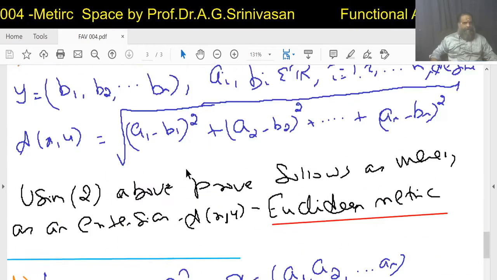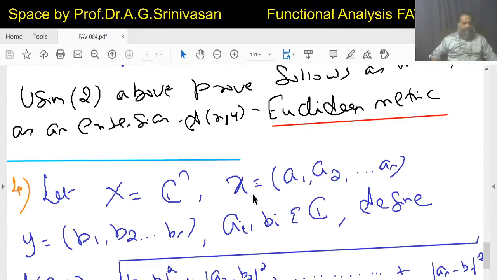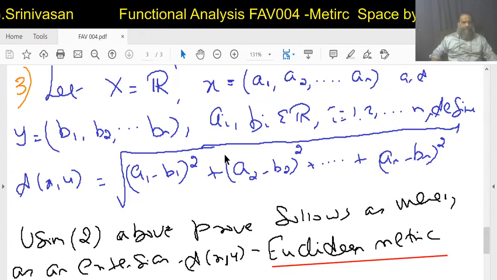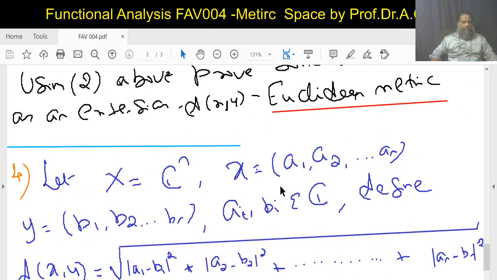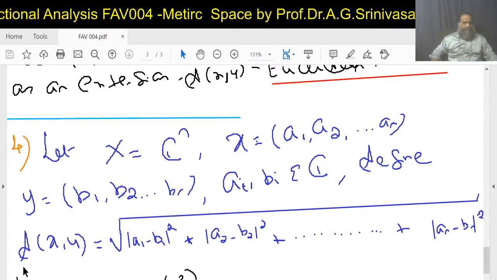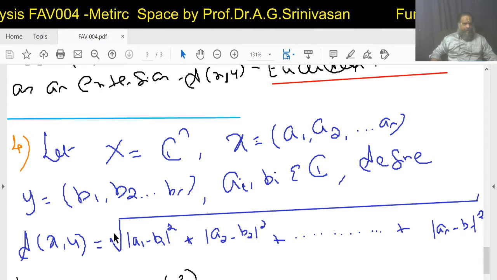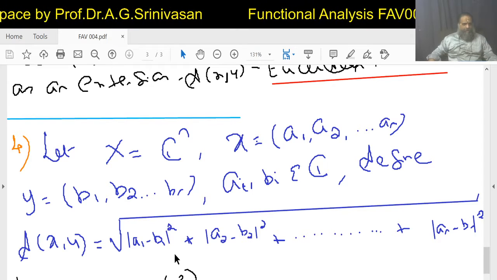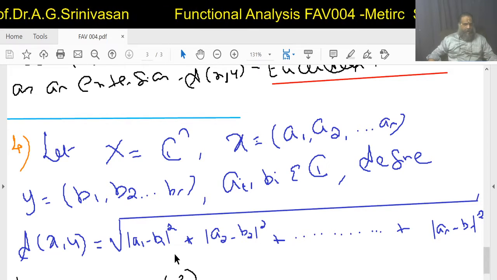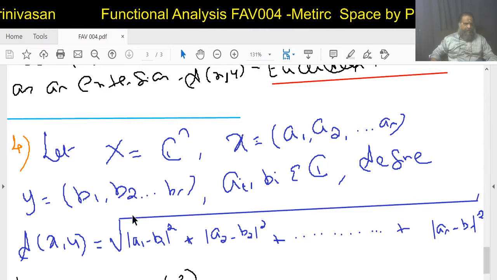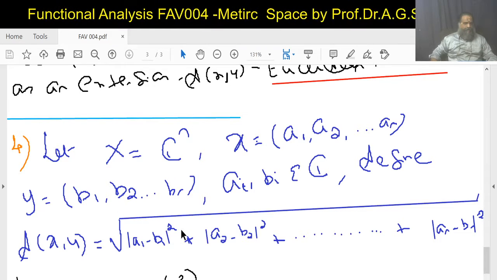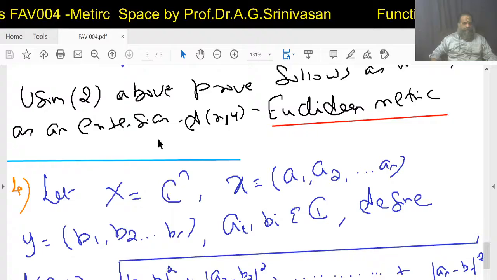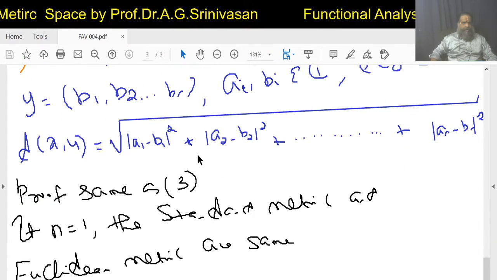Example 4: instead of Rn, we take Cn, where x is equal to (a1, a2, etc., an) and y is equal to (b1, b2, etc., bn). In the previous example, the ai and bi belong to R. Now, ai and bi belong to C. So define d(x,y) using the modulus. For complex numbers, if z equals a plus ib, the modulus of z is the square root of a square plus b square. So we take the modulus of the individual component differences, (a1 minus b1) modulus, and square it. Using a similar proof to example 3, you can show that it is also a metric space.